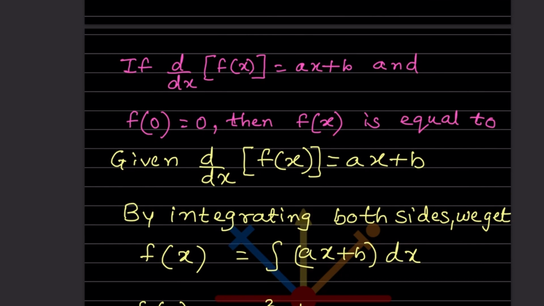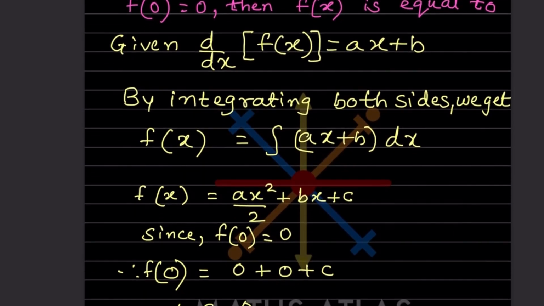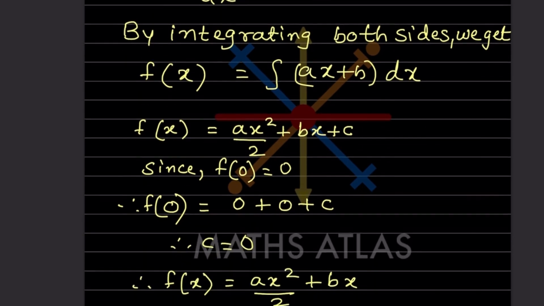Now first let us write the given thing. What will we do here? We will integrate this, the left hand side and the right hand side. When we integrate this, what do we get here? We get f of x, and this will be the integration of ax plus b, and whenever we write this, we write dx. Now when we integrate this, it is going to be ax square divided by 2 plus bx plus c. So this is the f of x.